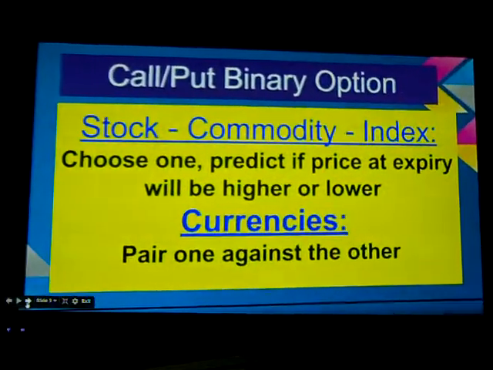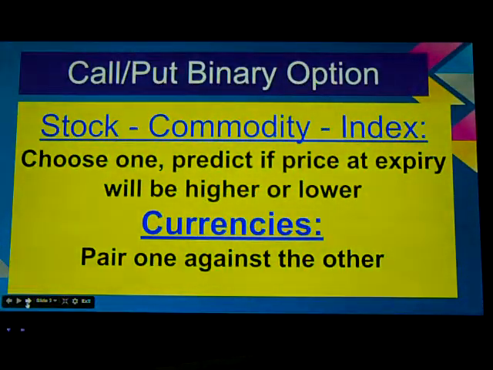Now, when you are choosing a call put binary option, in case the asset that you're choosing is a stock or a commodity or an index, then you're going to choose one stock or one commodity or one index per binary option, and then you're going to predict if the price of that stock, for example, is going to be higher or lower at the expiry of the option.